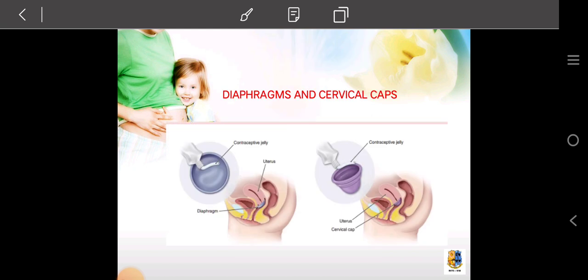Diaphragms and cervical caps are also considered barrier methods of contraception. These are flexible silicone or latex devices inserted into the vagina to cover the cervix, preventing sperm from reaching the uterus. They are used with spermicide and require proper fitting for effectiveness.